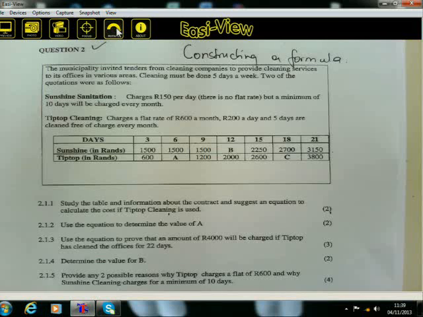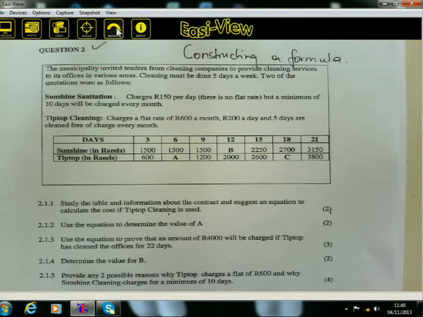The first quotation was from Sunshine Sanitation. They charge R150 per day. There is no flat rate. R150 per day, but a minimum of 10 days will be charged every month. Please, before you go anywhere, make sure that you understand what the statement is saying to you.